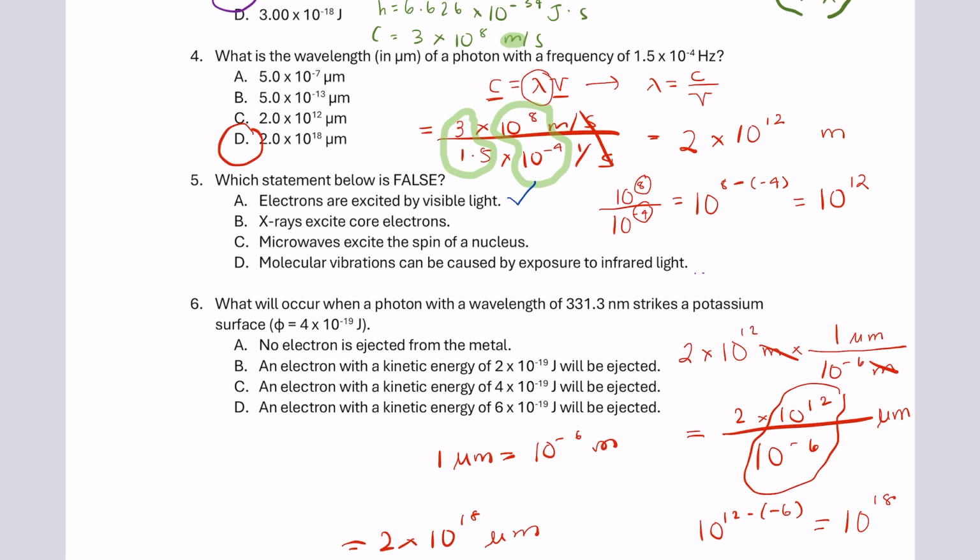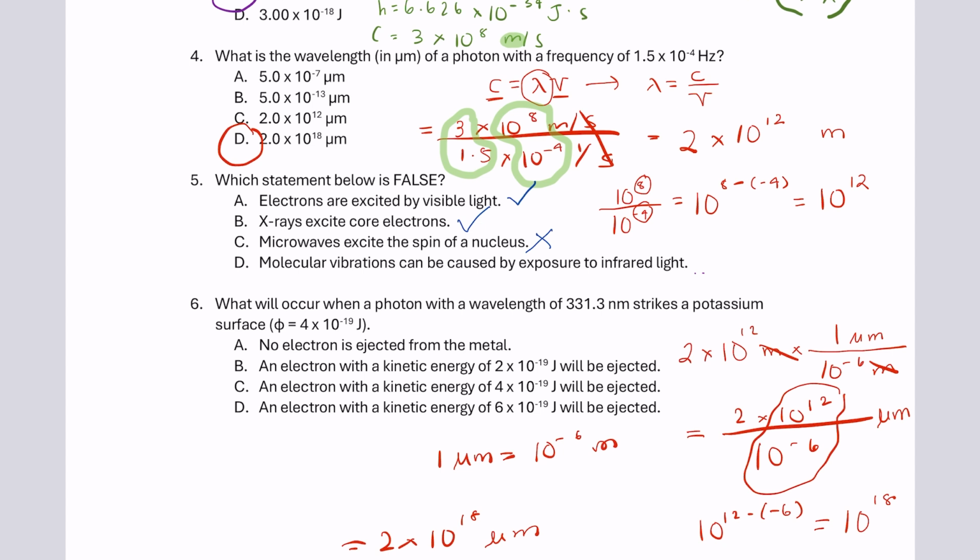Statement B states that X-rays excite core electrons. This is also true. X-rays have very high energy and they are capable of removing or exciting electrons from the inner atomic orbitals. Statement C says microwaves excite the spin of a nucleus. This statement is false. While microwaves can interact with molecules, they primarily cause rotational transitions rather than nuclear spin excitations.